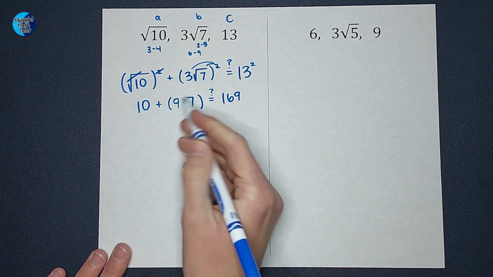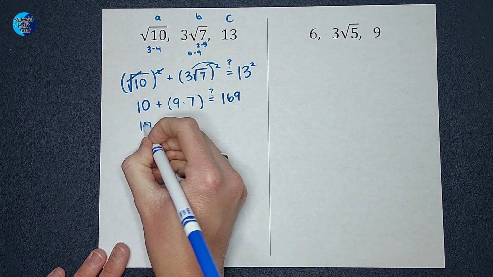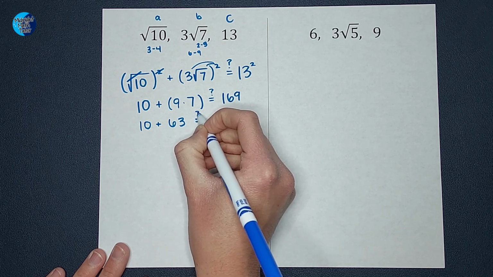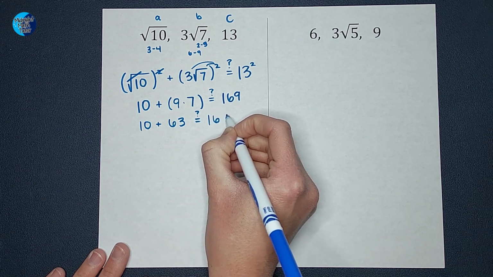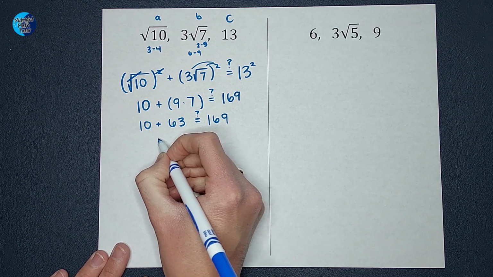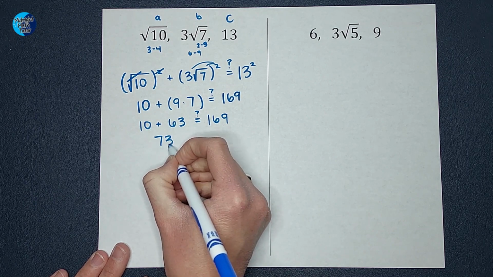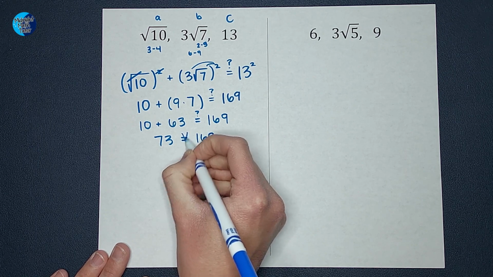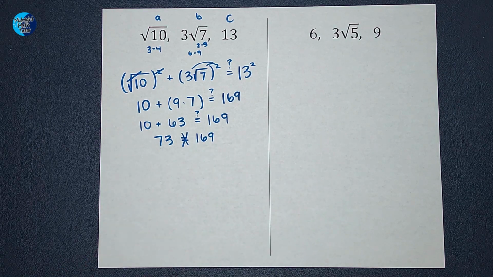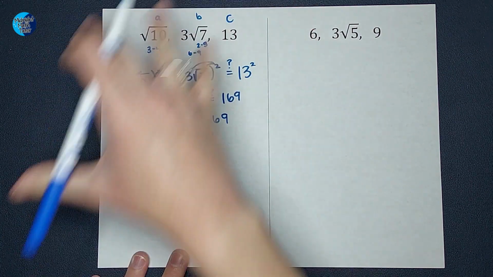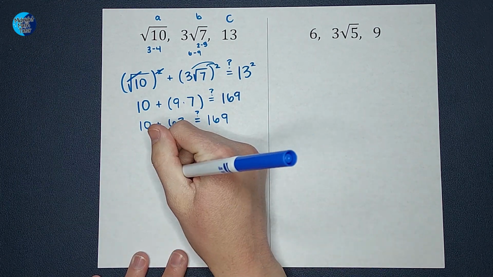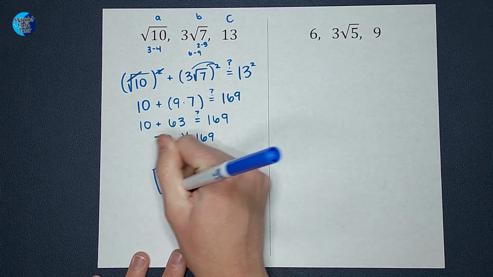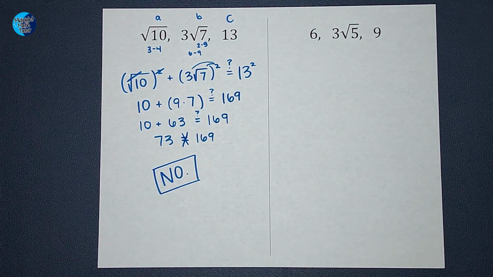Okay, next I'm going to multiply these guys. So I'm going to have 10 plus 63. Is that equal to 169? And you're probably seeing that this side is going to end up being 73, which is definitely not equal to 169. So are these three numbers a Pythagorean triple? No, they are not. Okay, let's go ahead and check this other side.